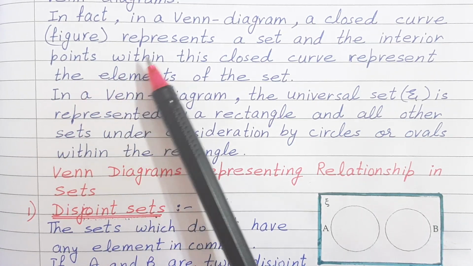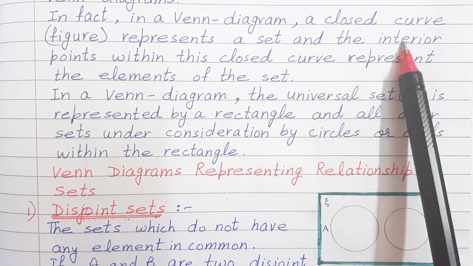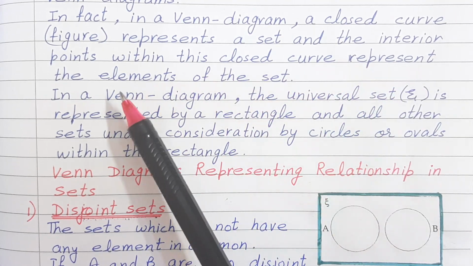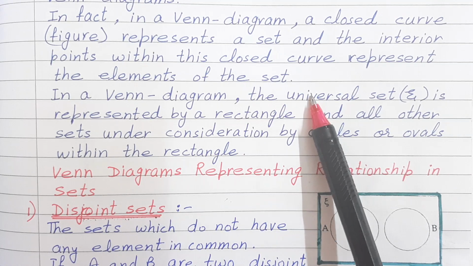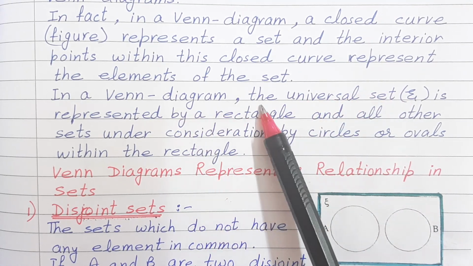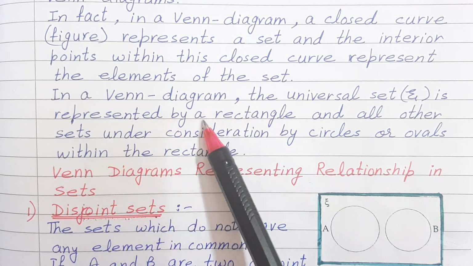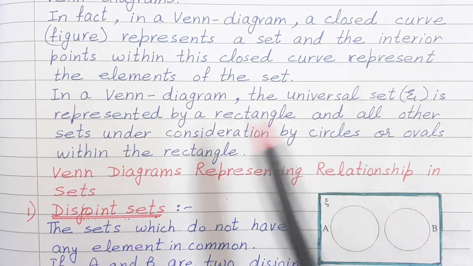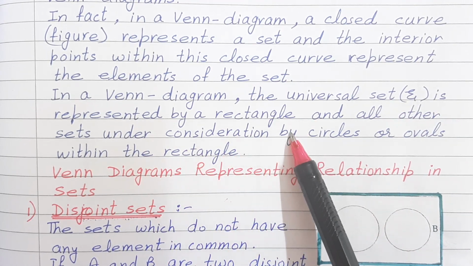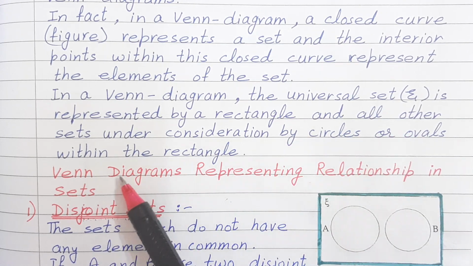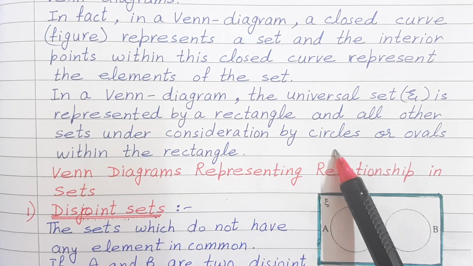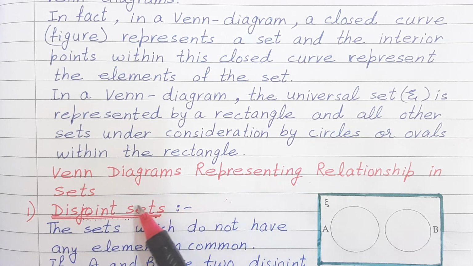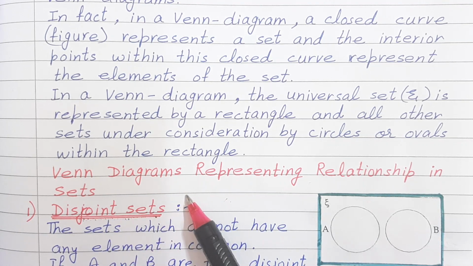Children, in a Venn diagram, a closed curve or figure represents a set and the interior points within this closed curve represent the elements of the set. In a Venn diagram, the universal set, which we can call Xi, is represented by a rectangle and all other sets under consideration by circles or ovals within the rectangle. Now let us discuss how to represent a Venn diagram.